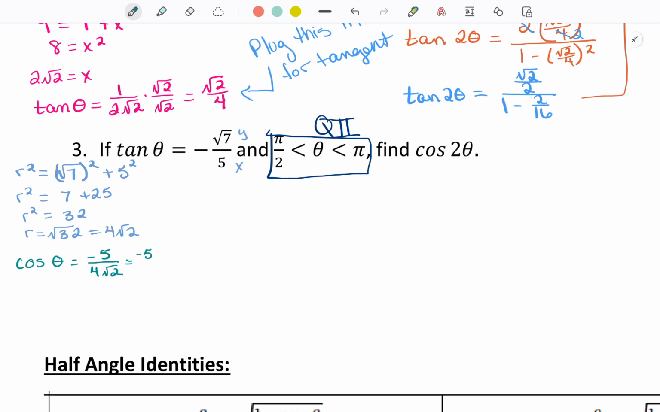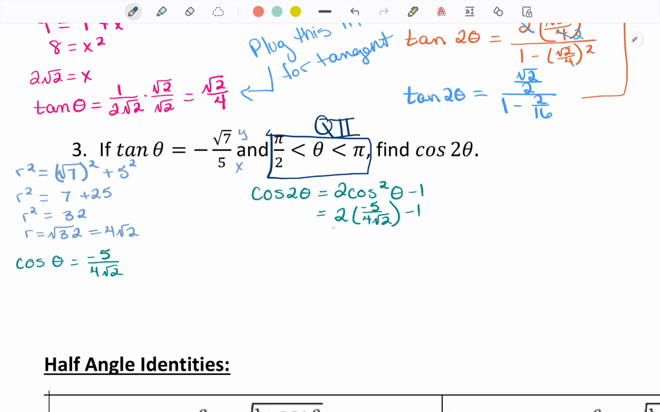So you can plug this in unrationalized because you are just going to square it and you're going to undo all of that work anyway. You know what? I'm just going to show you guys what's going to happen there. So we're going to go ahead and plug this in unrationalized. So that identity that we're using is cosine 2 theta equals 2 cosine squared theta minus 1. And so that cosine's going to get plugged in. So we have 2 and then negative 5 over 4 square roots of 2 minus 1.